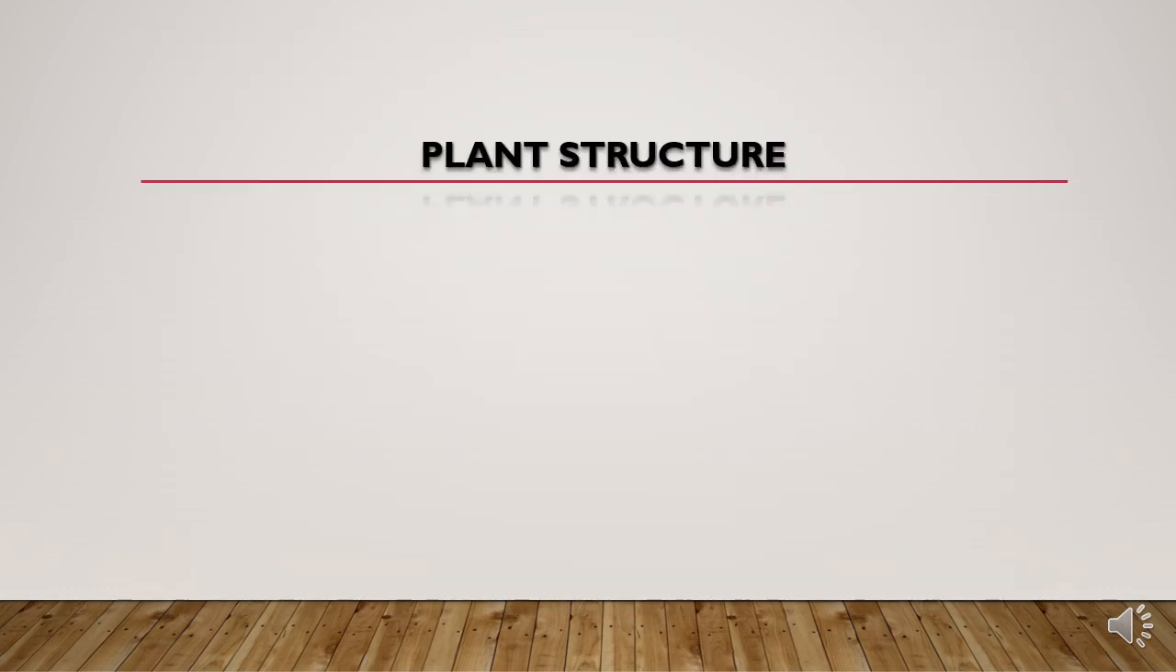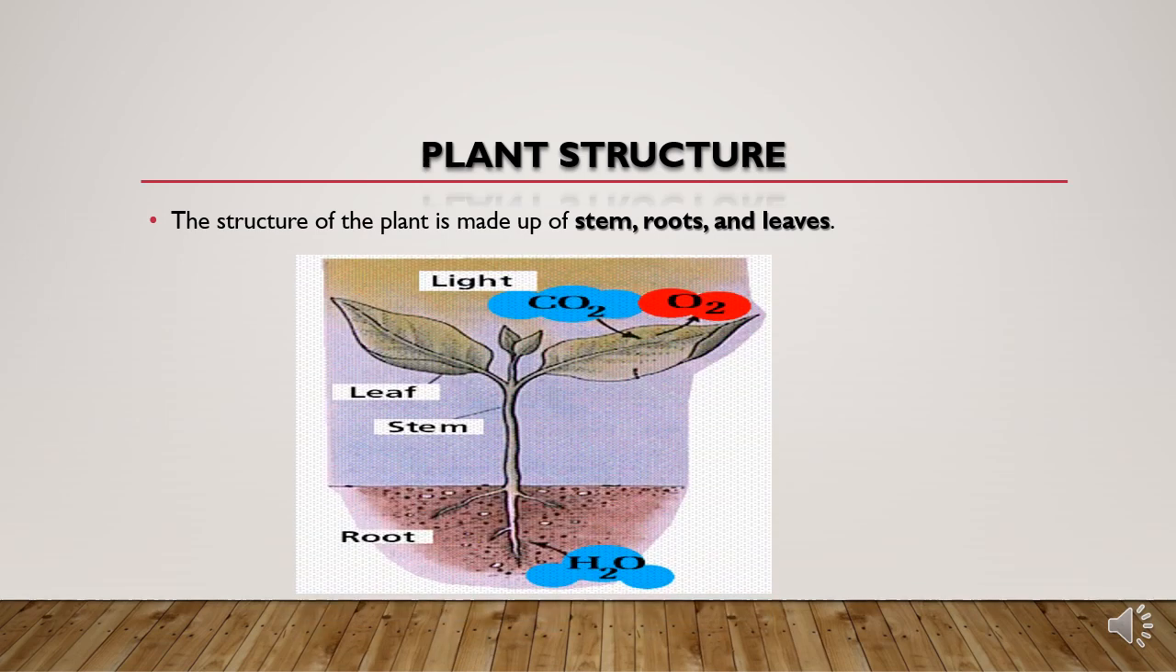Now, our main topic today that I am interested in discussing with you is plant structure. So we need to know the parts or the structure of a plant. If we're discussing the structure of the plant, you need to know that a plant is usually made up of the stem, the roots, and also the leaves. These are the three major parts of a plant. This is a simple representation of a plant structure, showing the roots, the stems, and the leaves as well. So now let us proceed.